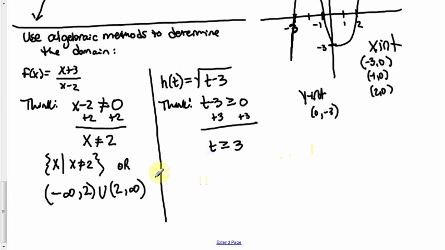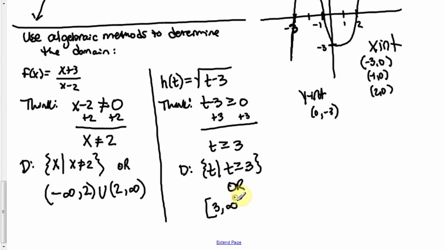So my domain will be the set of all t such that t is greater than or equal to 3. That's one way to write it. Or you can write it in interval notation. It starts at 3, and if it's greater than 3 and never stops, that goes to what? Positive infinity. 3 is included because 3 minus 3 is 0, and I can take the square root of 0. It's 0. Okay? Any questions?